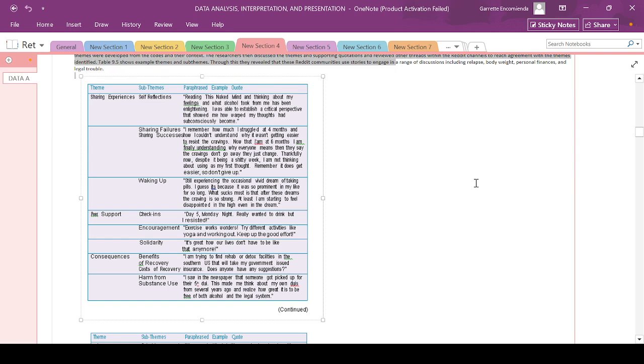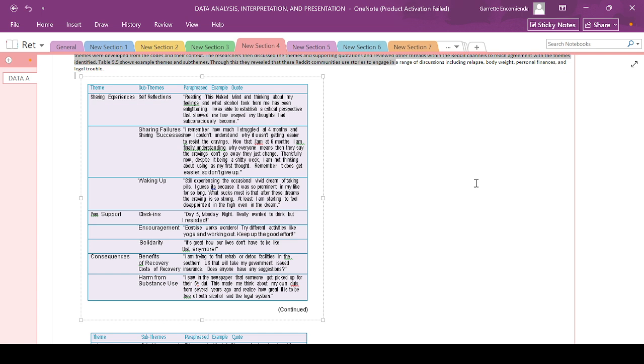Theme: sharing experience. Sub-theme: self-reflections. Paraphrased example quote: reading this and thinking about my feelings and what alcohol took from me has been enlightening. I was able to establish a critical perspective that showed me how warped my thoughts had subconsciously become. Sub-themes: sharing failures, sharing success.